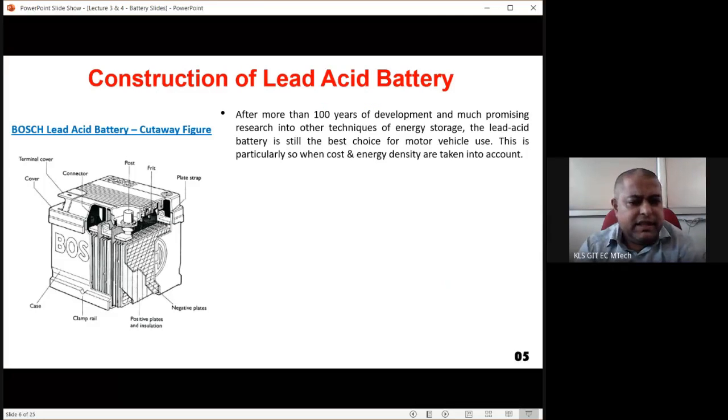Most important, on the left hand side, I don't think this diagram will be asked in the exam, but you can still check the physical constructional components of a Bosch lead acid battery. A cutaway figure is shown. You can see there is the post, plate strap, feed connector, terminal cover, clamp, positive plate and insulation, and negative plate.